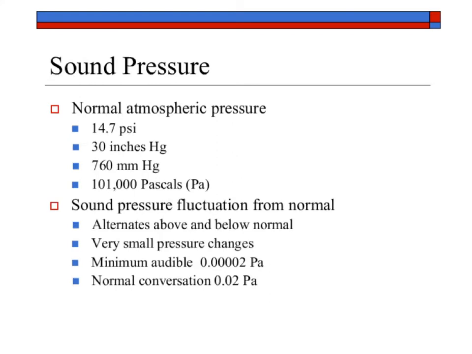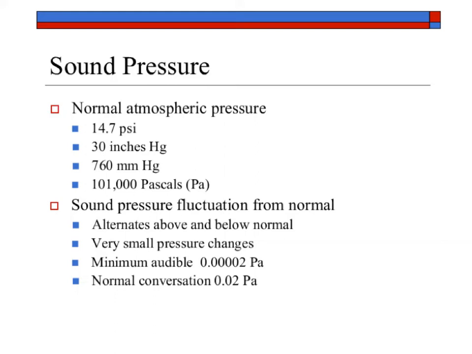When we think about sound pressure, we first have to consider what is the normal atmospheric pressure. There are many units for pressure, one of which is pounds per square inch. And in that unit, normal atmospheric pressure is about 14.7 pounds per square inch, psi. It's also about 30 inches of mercury, 760 millimeters of mercury, or to use the internationally accepted scientific unit, it's about 101,000 pascals, Pa. Now, sound pressure is a fluctuation or a deviation from this normal pressure.